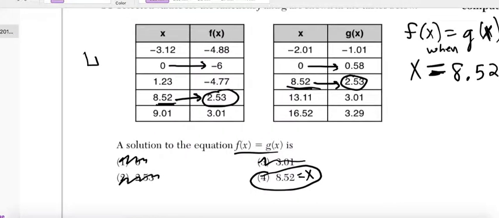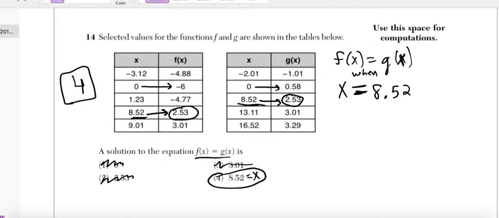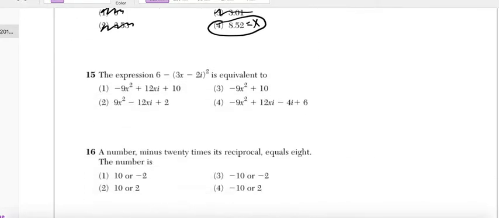All right, so this is just knowing that when you're solving a system of equations using function notation, the solution is the x value that makes them equal, okay? So now we're going to go on to number 15.